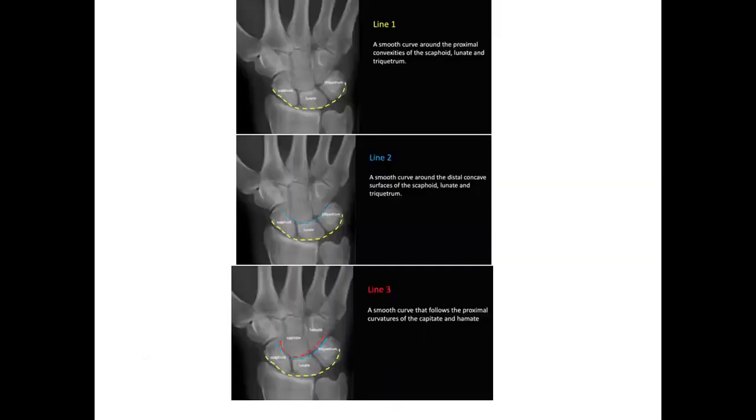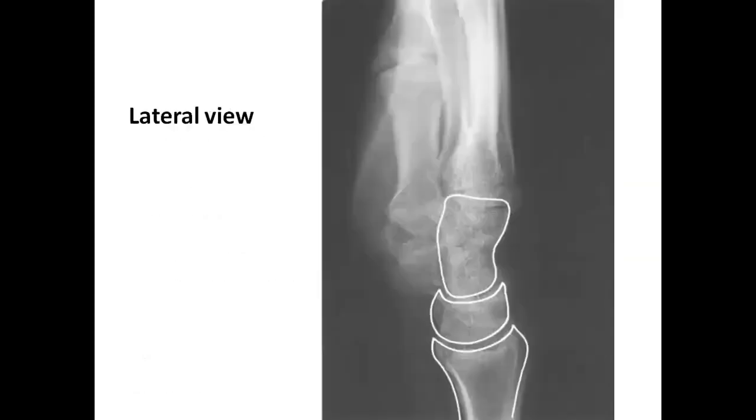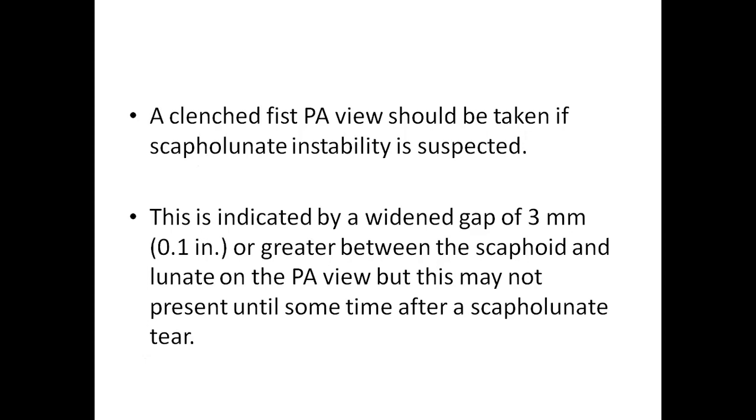But sometimes this may not be seen, as it is a very subtle indication that might go unnoticed or be ignored on the radiograph. But still, if the patient has pain, a scaphoid problem, and tenderness on palpation, the clenched fist PA should be advised as well.